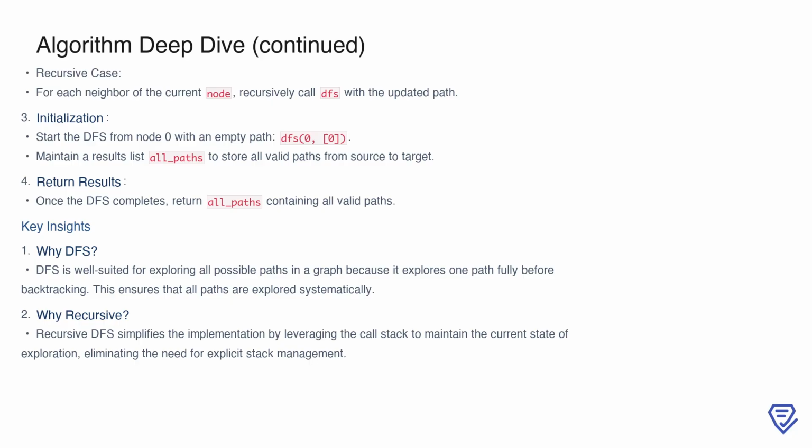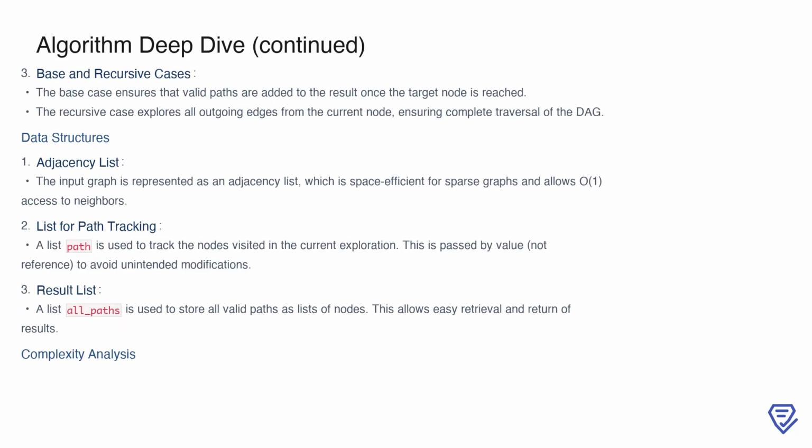DFS is particularly suited for this task because it explores one path fully before backtracking, providing a systematic way to traverse all paths in the graph. Using recursion further simplifies the implementation, as the call stack naturally maintains the state of the current exploration. This eliminates the need for manually managing a stack, making the code cleaner and more intuitive.